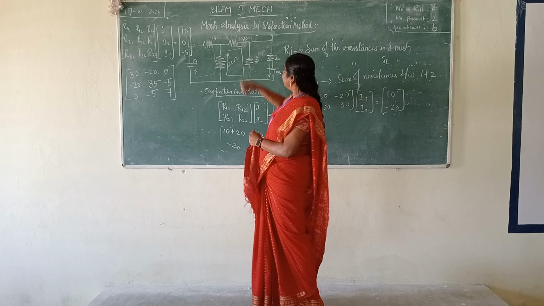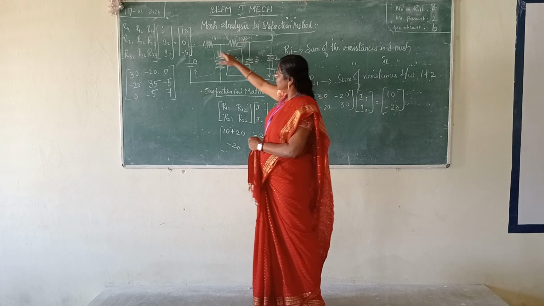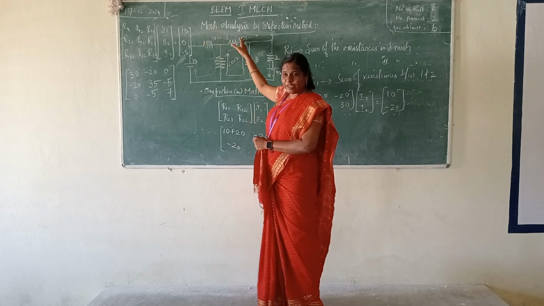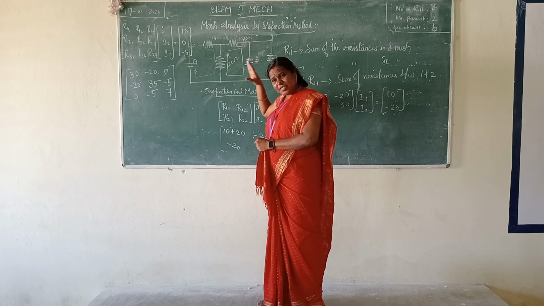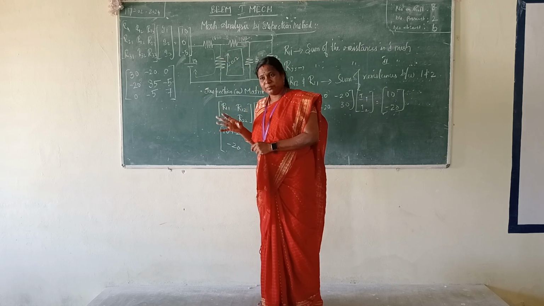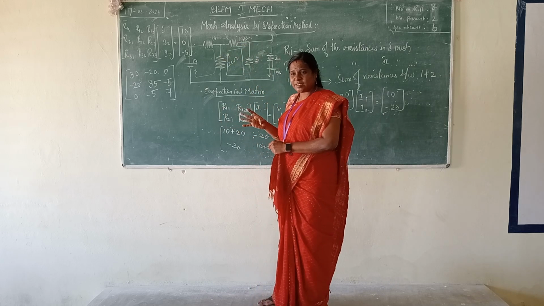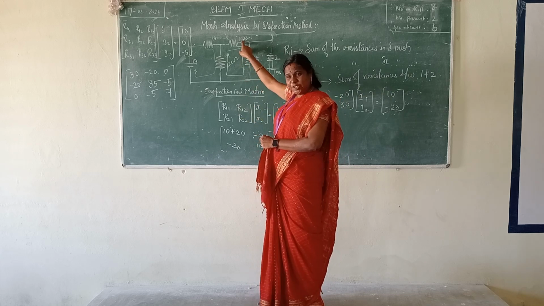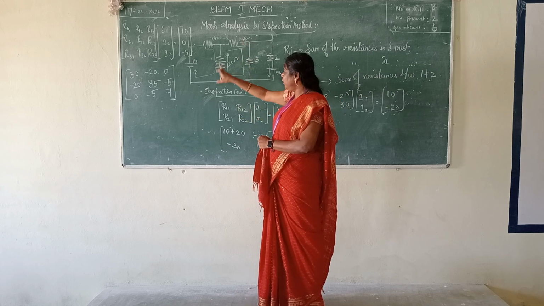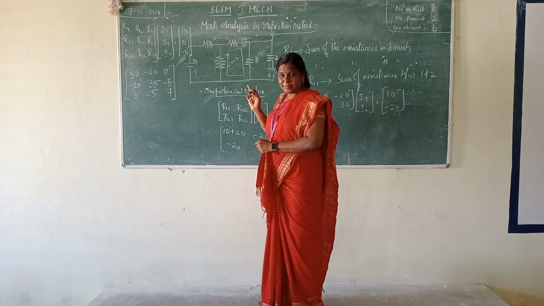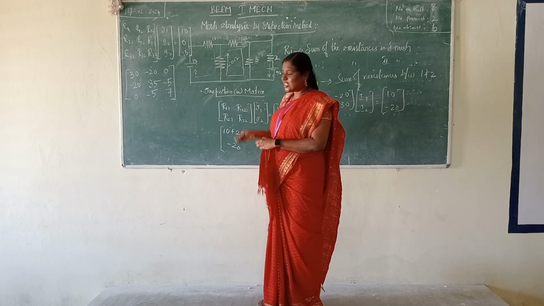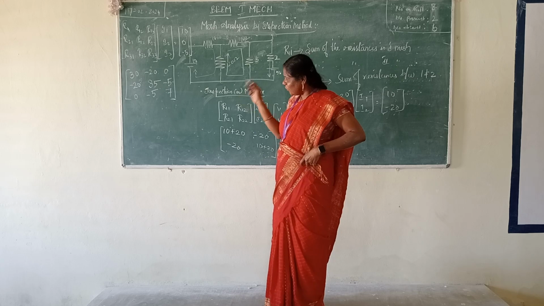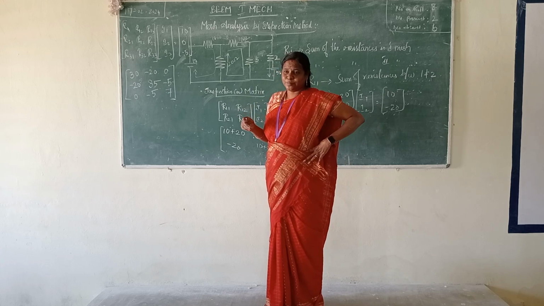Suppose they ask you to find the current through the 10 ohm resistor. Because this is a different value, for the 10 ohm resistor it is necessary to find only I2. Current through the 10 ohm resistor is I2 alone. No need to find I1 and I3. Okay, don't waste your time. See the question, and depending upon the question, you find out only that value.